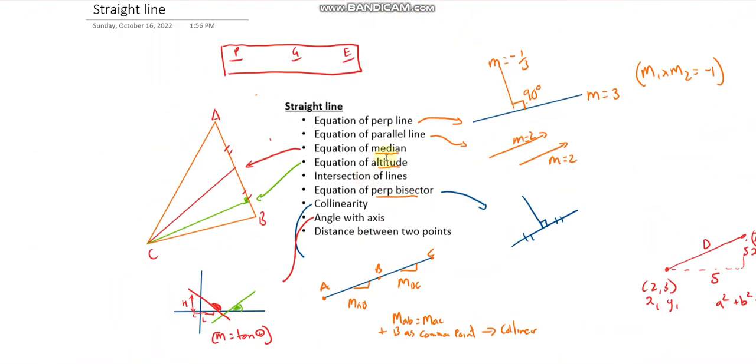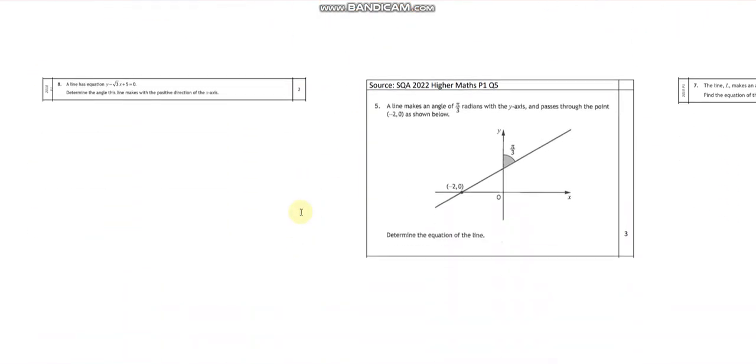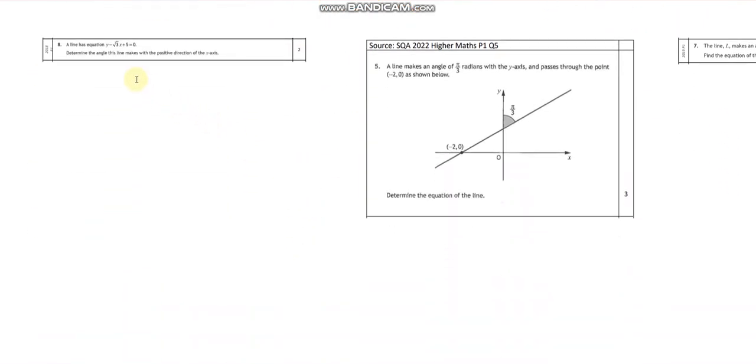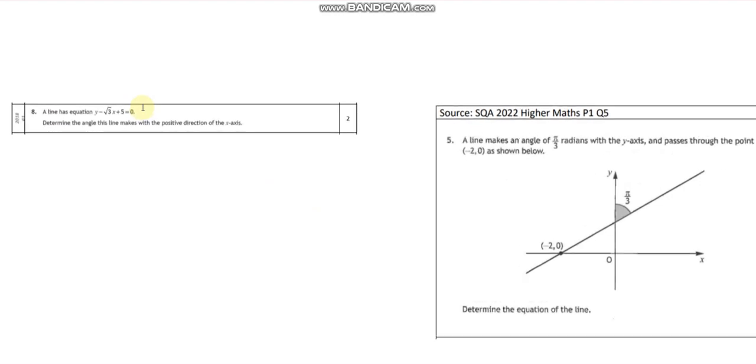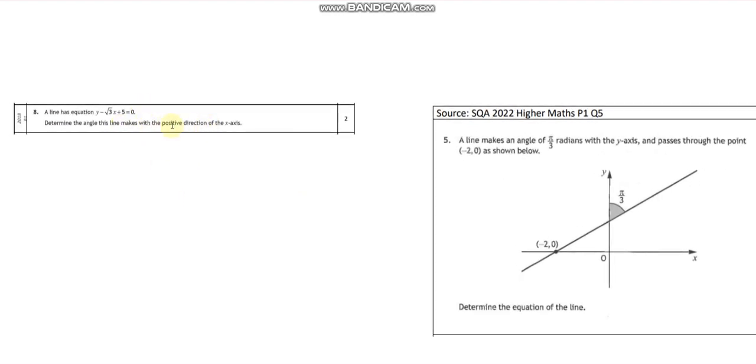Okay, our next set of questions, we've just dealt with working out equations of medians and things like that. It is the angle with the axis. We'll look at this type of question just now, okay? So let's start off with this question. It's a little two marker. Determine the angle the line makes with the positive direction of the x-axis.